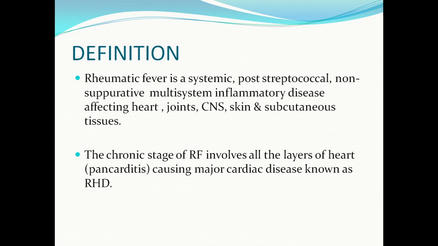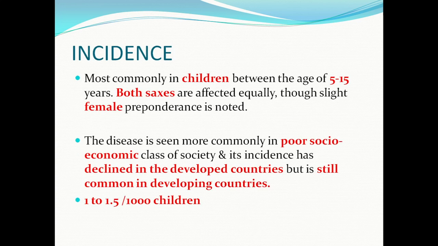The chronic stage of rheumatic fever involves all the layers of the heart, and that is the reason why it is pancarditis. It is a major cardiac disease known as rheumatic heart disease. So why rheumatic heart disease? Because it affects all three layers of the heart: endocardium, myocardium and pericardium, meaning pancarditis, and that is the reason why it is also known as rheumatic heart disease. So that is about definitions.